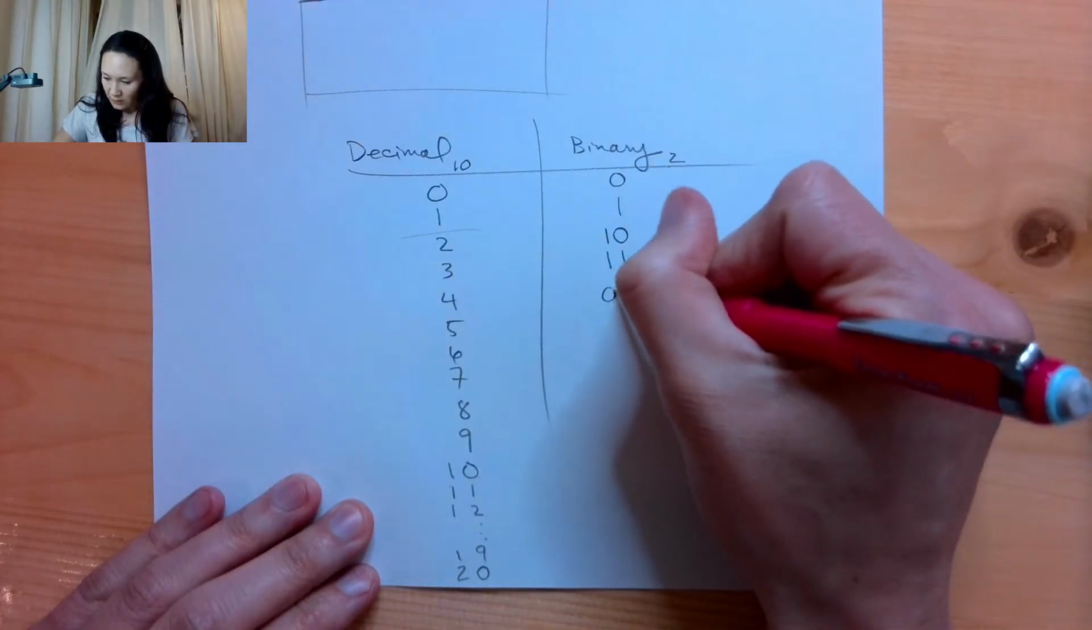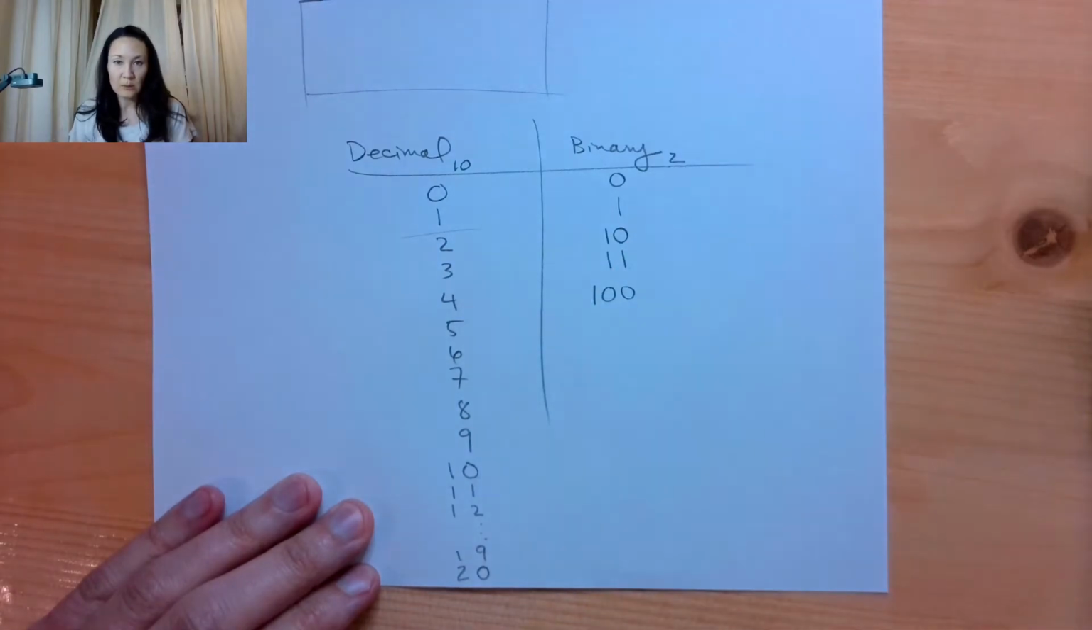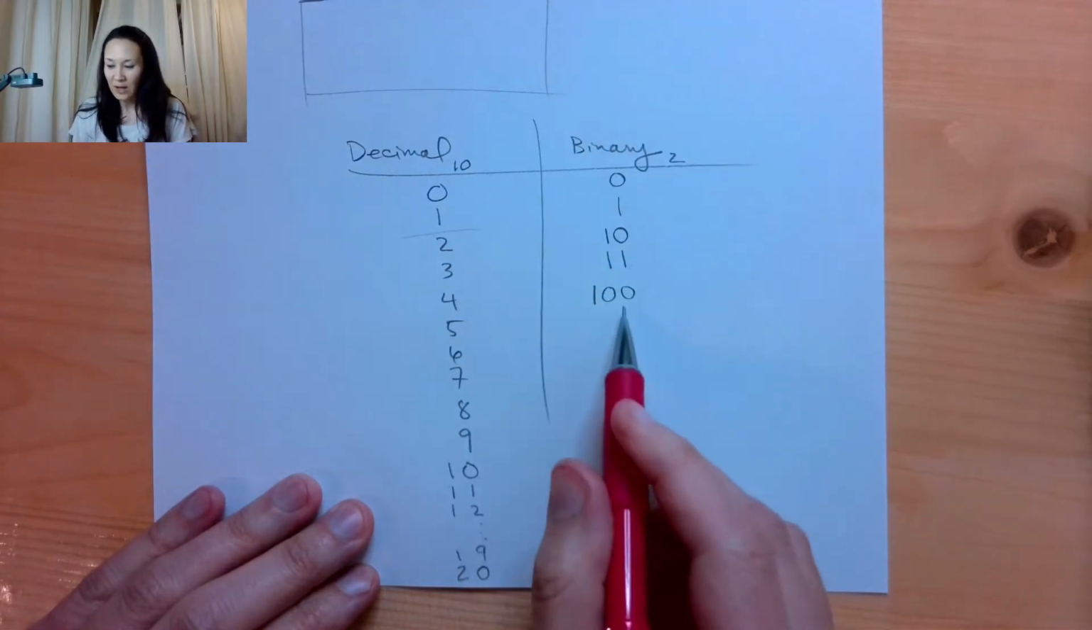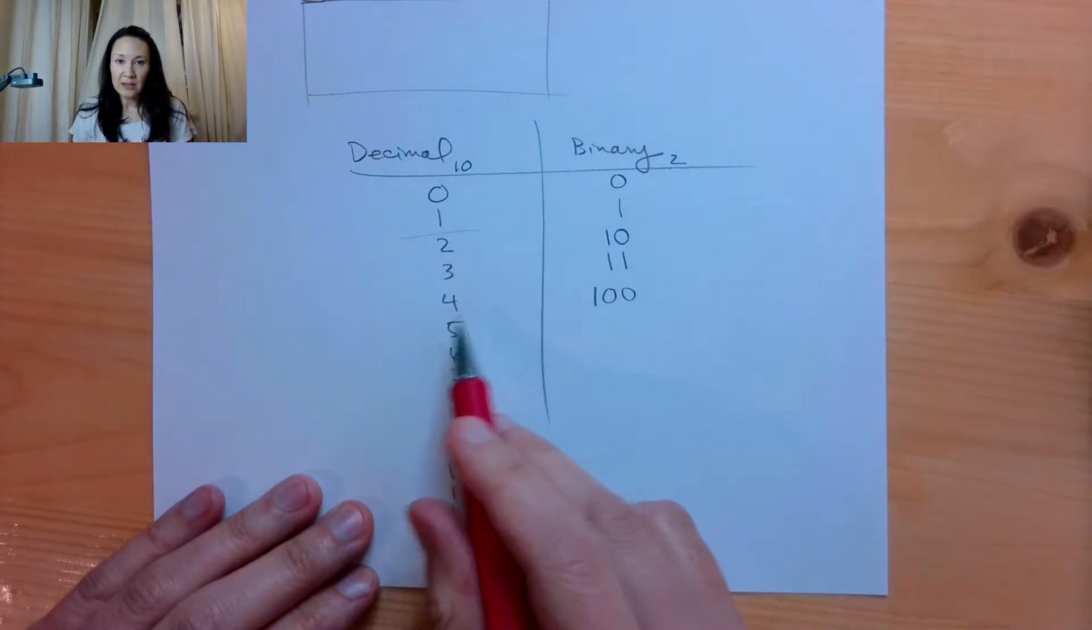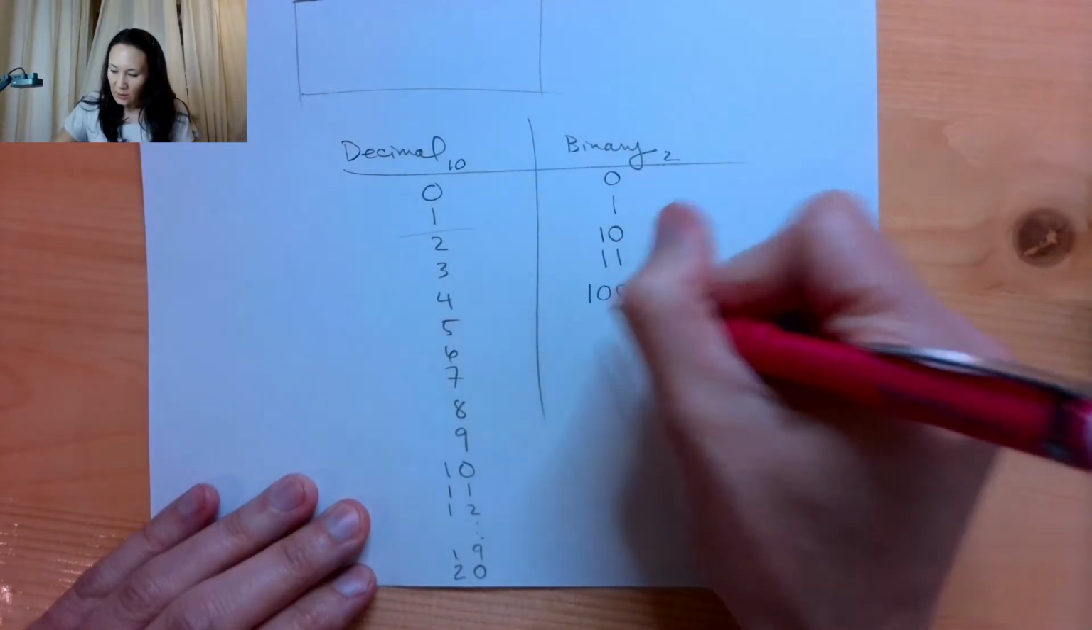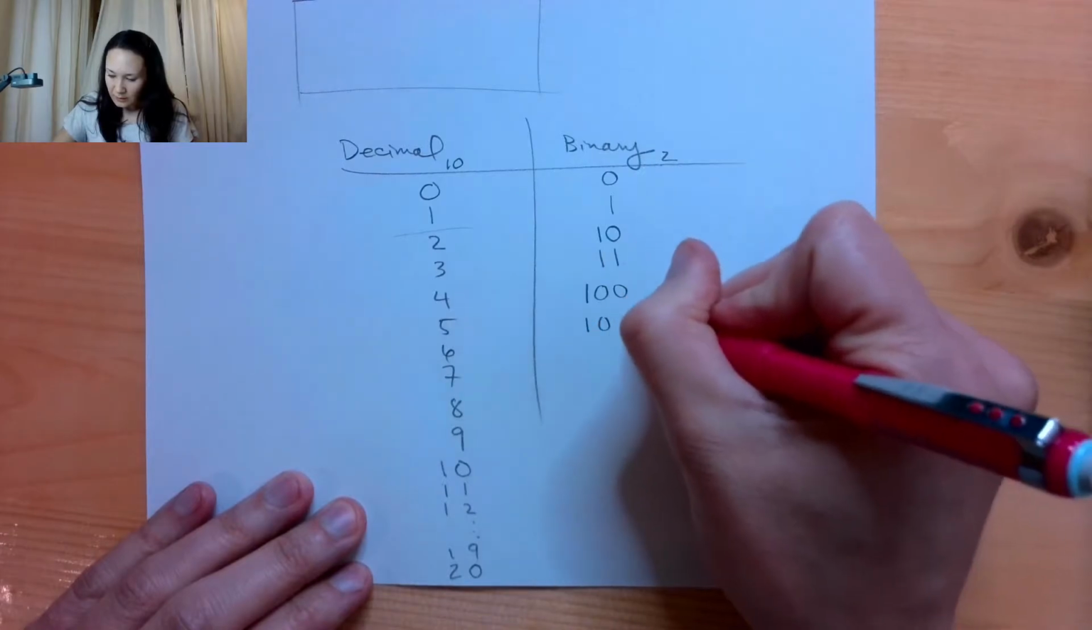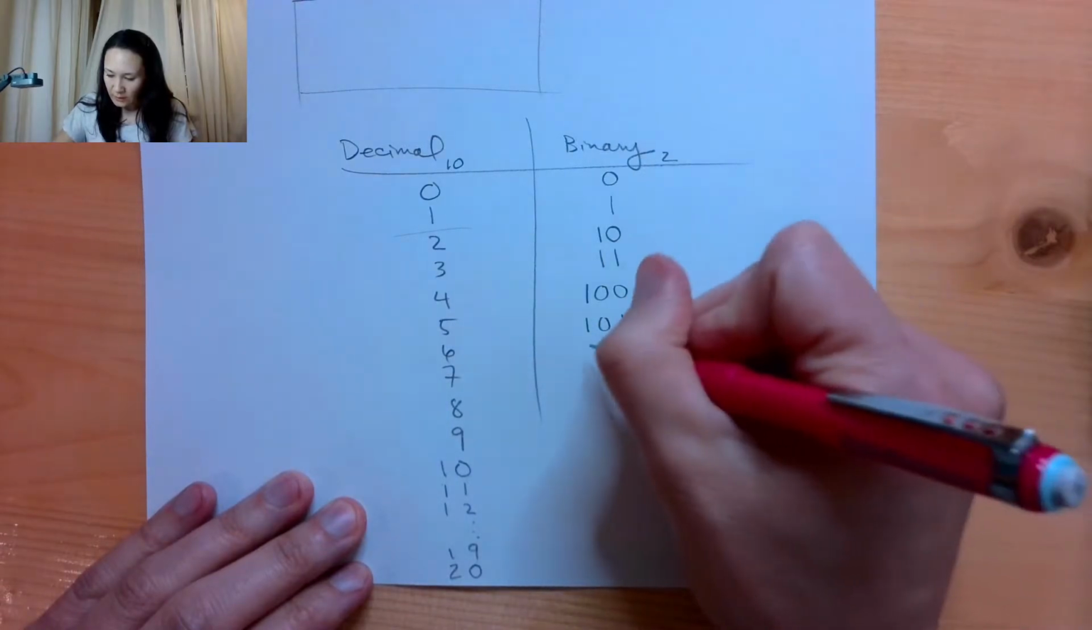I start over at 0 and I iterate 1 space over to the left. It looks like 100, but in binary it's actually 4. And we continue on in this way. So that goes up to 1.